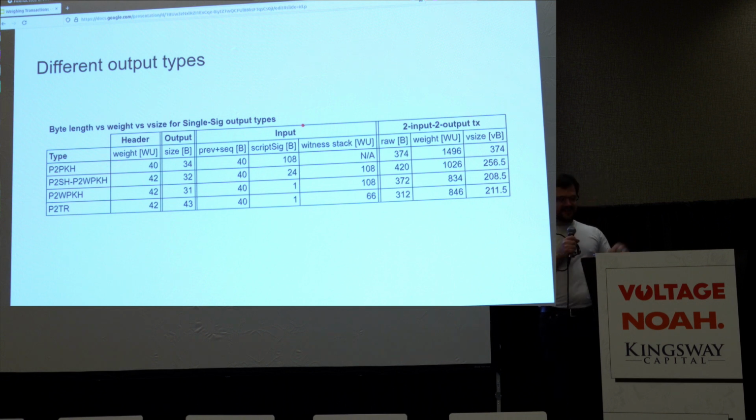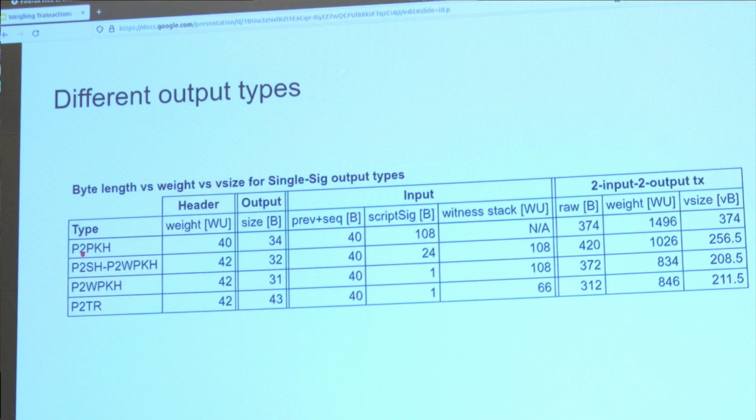Fine, I'll go to the next slide, which I have right here. Segwit is a block size increase in that it allows to have more data in the block, but it doesn't really make transactions smaller, at least not for wrapped Segwit. So in this table, what you see is pay-to-public key hash, which is just legacy single sig, pay-to-script hash, pay-to-witness public key hash, which is wrapped Segwit single sig, native Segwit single sig, and pay-to-taproot, right?